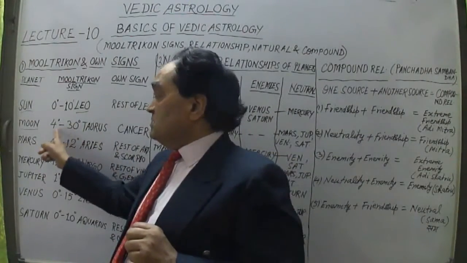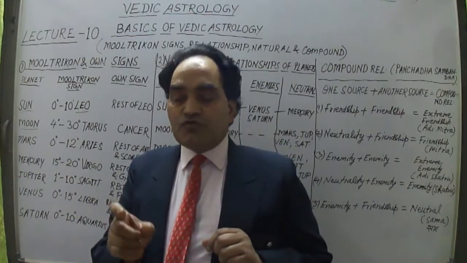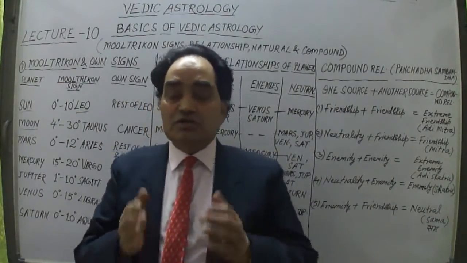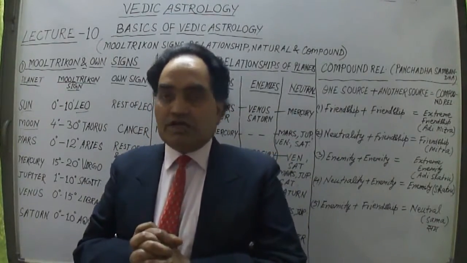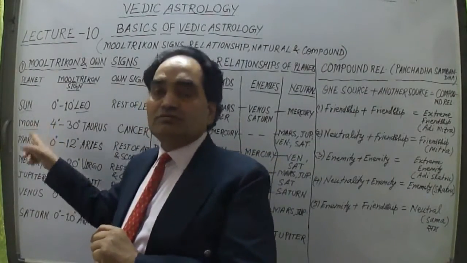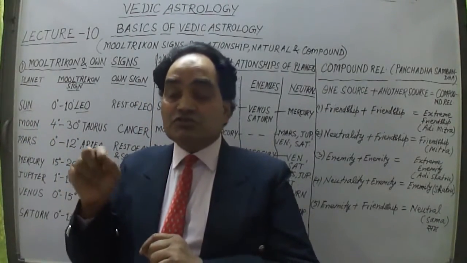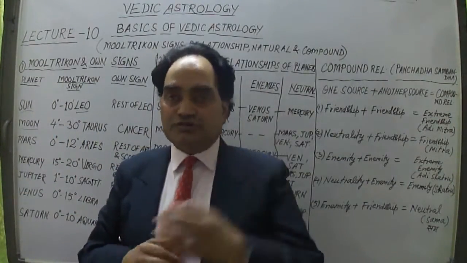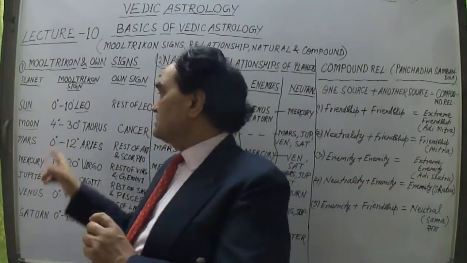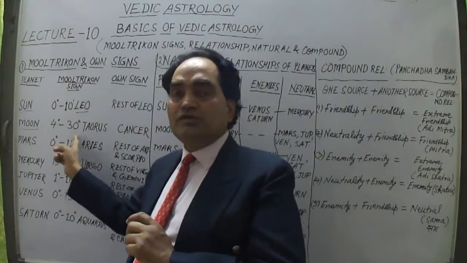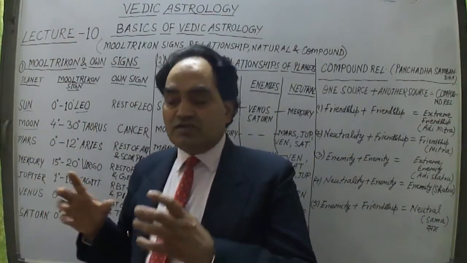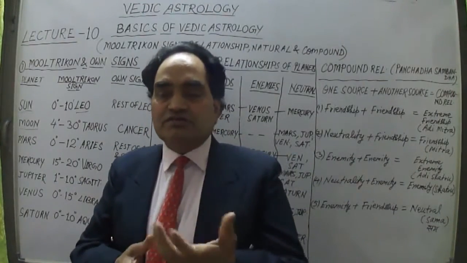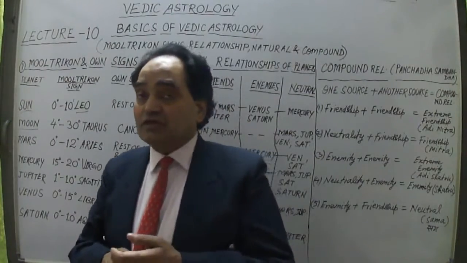But the Mooltrikon sign of the Moon is from 4 degree to 30 degree of Taurus. Under the Taurus sign, from 4 degree to 30 degree, the Moon is more active. At 3 degree, as I have told you, the Moon's deep exaltation degree is 3 degree in the Taurus sign. In the same Taurus sign the Moon is exalted at 3 degree. But when you find the Moon lying between 4 degree to 30 degree in the same Taurus sign, the Moon is more active and will have positive results, better results than in his own sign, Cancer sign.